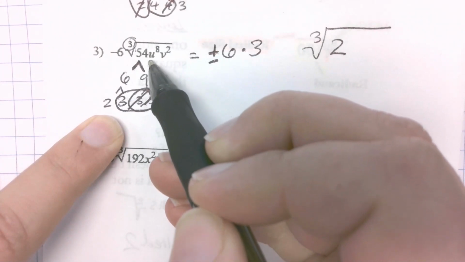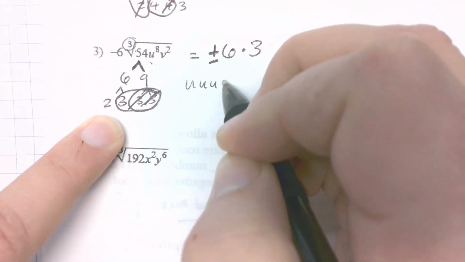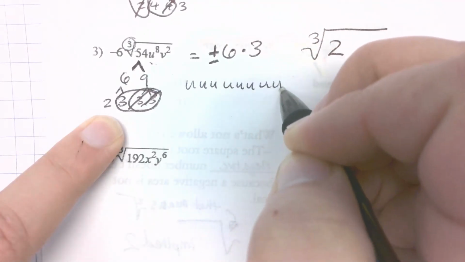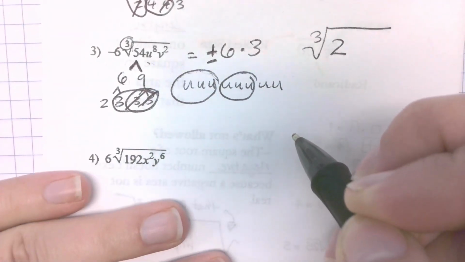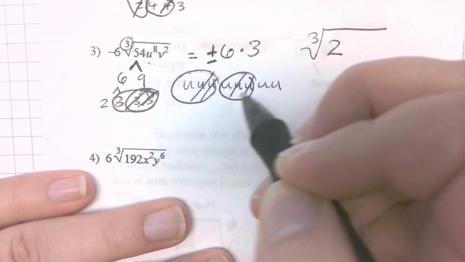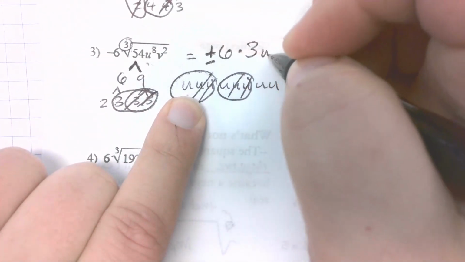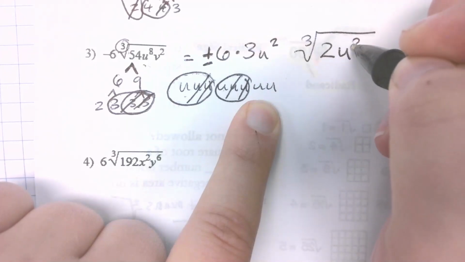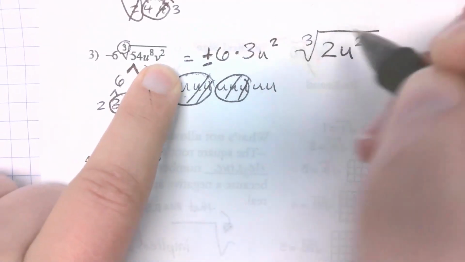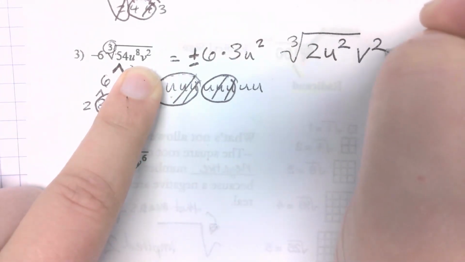How many u's do I need to write out? 8. 1, 2, 3, 4, 5, 6, 7, 8. Group of 3. Group of 3. Only 1 from each group makes it out. So how many are going to make it out? How many are stuck on the inside? And I don't even have 3 v's, so there's no point in doing anything with them. They're just stuck on the inside.